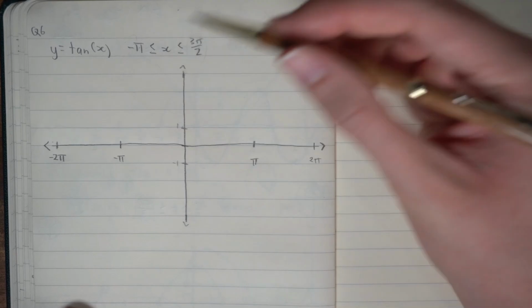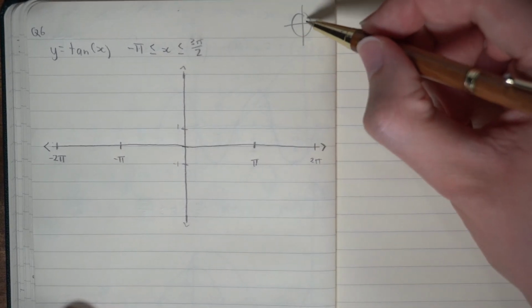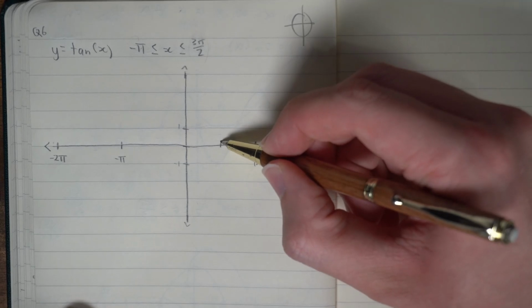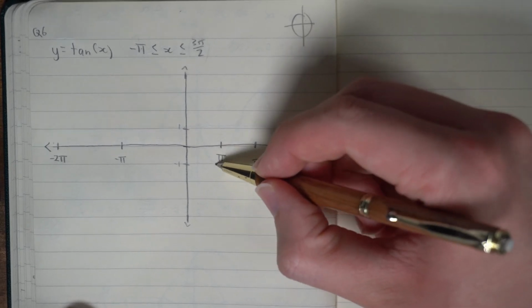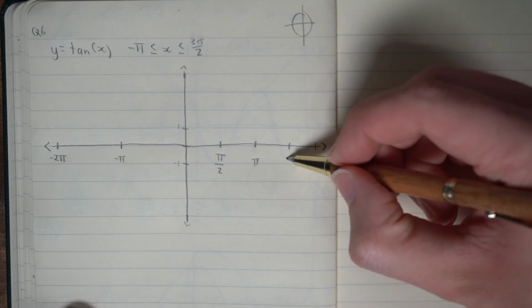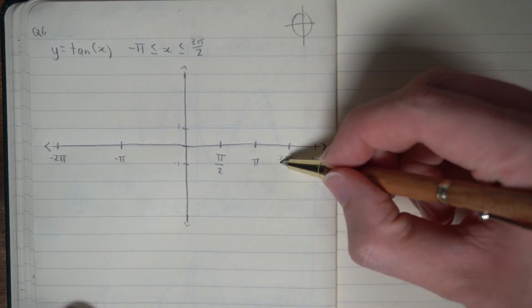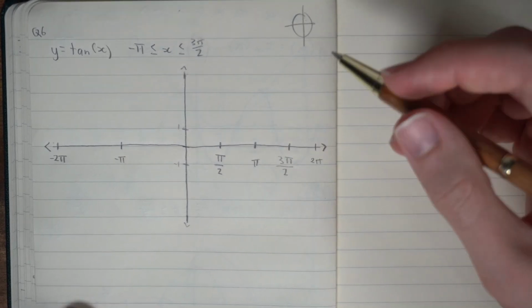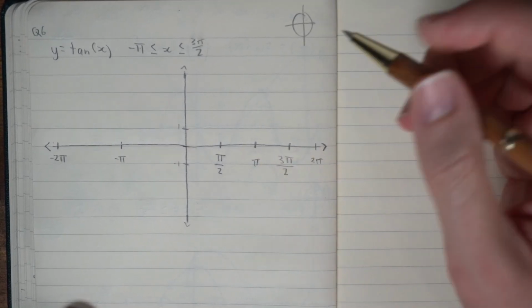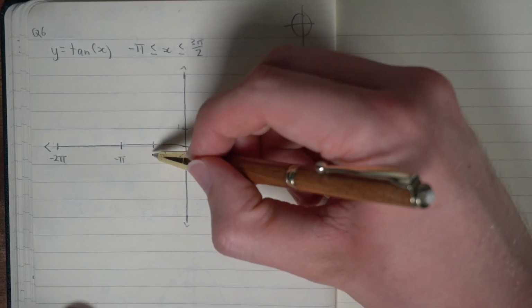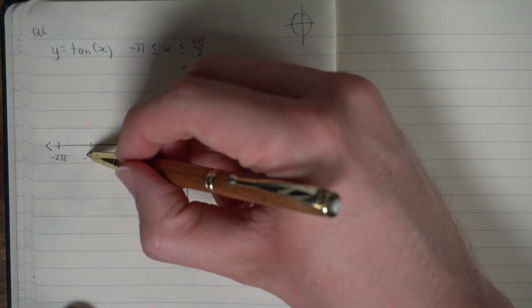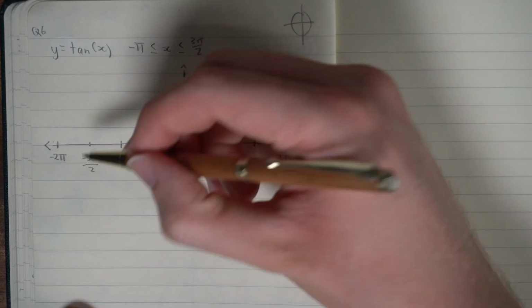negative pi. And then interesting things happen at the quarters. So we're also going to do a pi on 2. Obviously, when I say quarters, I mean quarter of a full rotation. So pi on 2, pi, 3 pi on 2, 2 pi. First quarter, second quarter, third quarter, fourth quarter. All right, negative pi on 2. Negative 3 pi on 2. Okay.